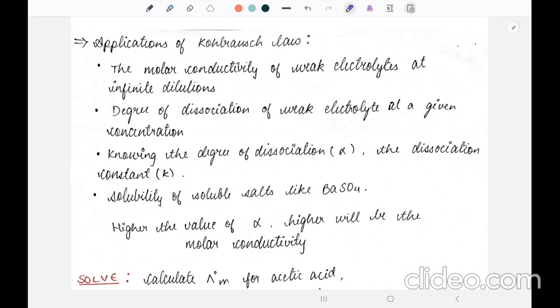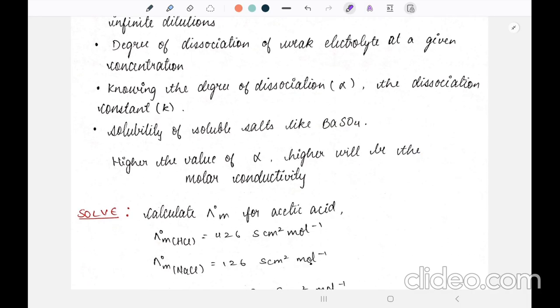Now we'll study the applications of Kohlrausch's law. That is, the molar conductivity of weak electrolytes at infinite dilution can be calculated, and we can calculate the alpha at a given concentration, and we can know the alpha and also the constant K. The solubility of sparingly soluble salts like BaSO4, AgCl, Mg(OH)2 can also be calculated. And the molar conductivity of a weak electrolyte also depends on alpha. The higher the value of alpha, the higher will be the molar conductivity.